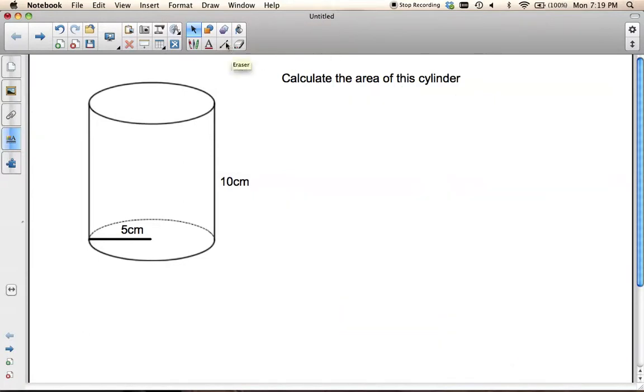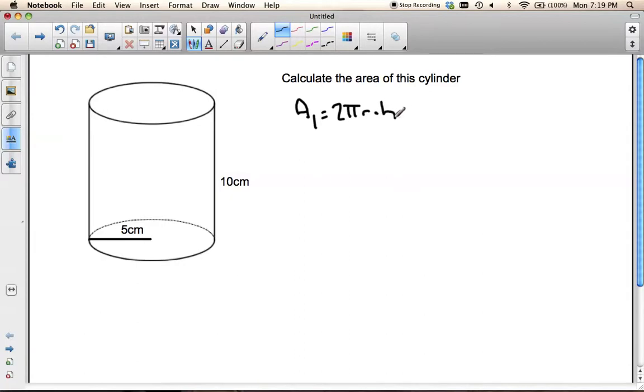So the area of a cylinder is broken up into two parts. The first part is called lateral area. Okay, so AL means lateral area. And the formula for lateral area, in the case of a cylinder, is 2 times pi times r times height. Now, we know that 2 pi r will find us the perimeter of a circle. And we know that here is our height. Now, how does that apply to us?